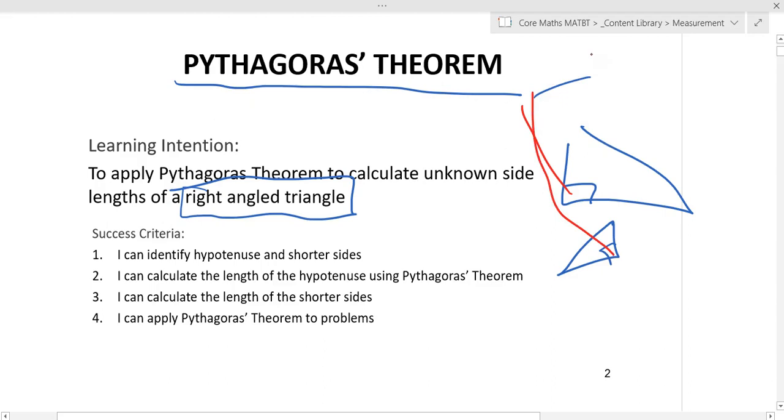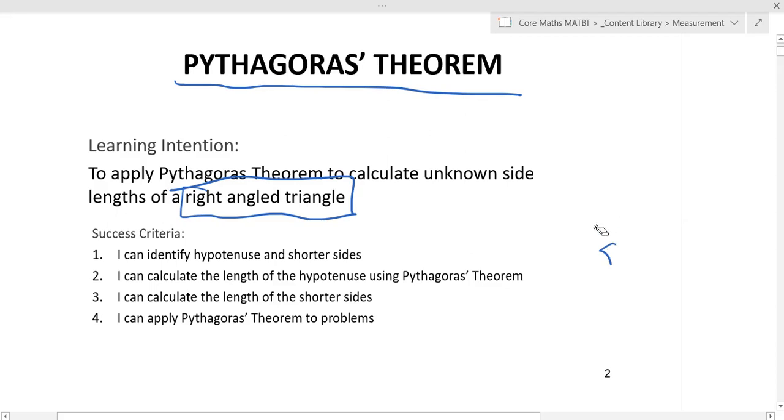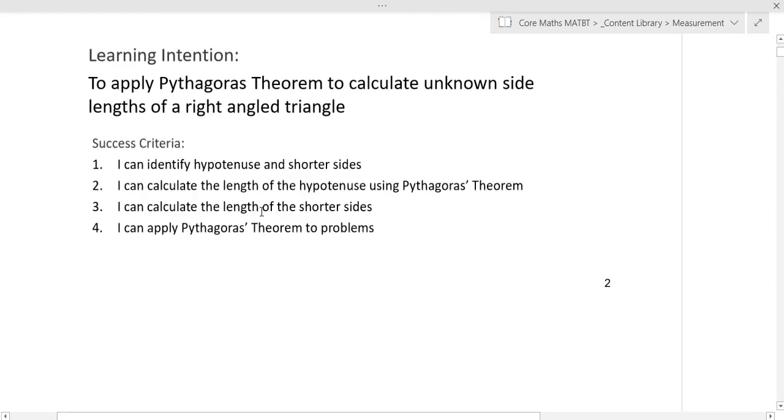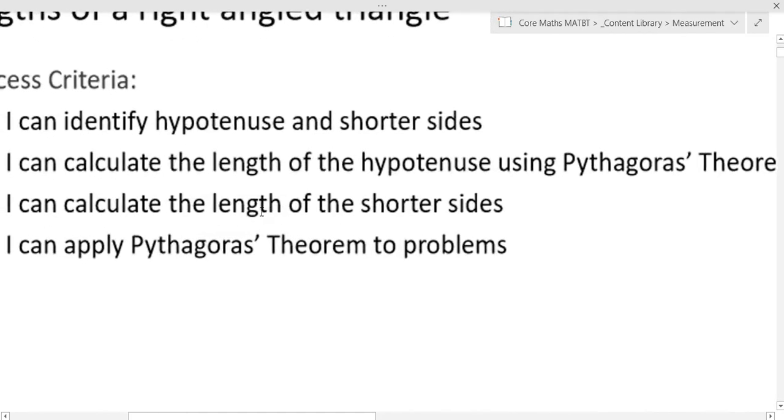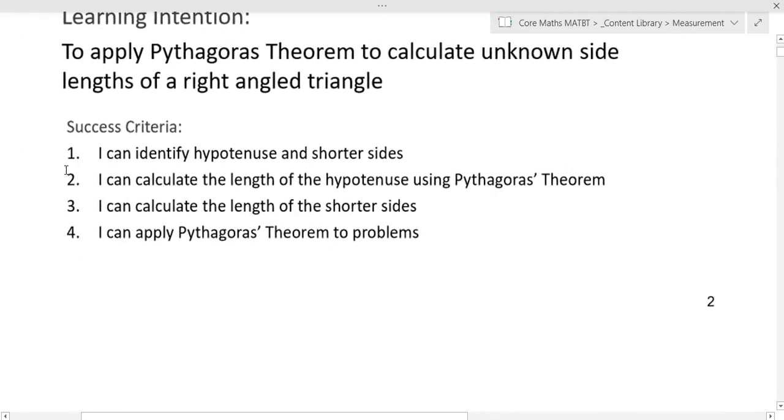Okay? And does anyone know what the degrees of a triangle add up to? 180. Good. Always adds up to 180. Okay, so that's what we're going to learn: how to apply the Pythag theorem to unknown sides of a right angle triangle. And I'm hoping that by the end of today, in terms of our success criteria, you'd be able to do these 4 things. If not, at least more than half of them.